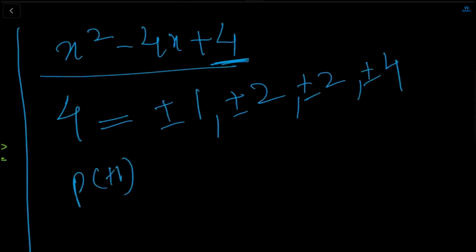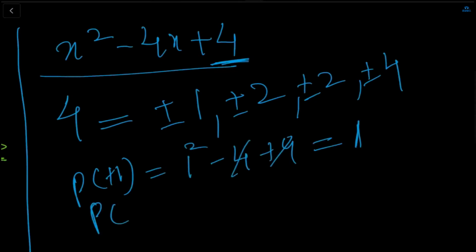It will give you 1 square minus 4 plus 4. This will cancel, 1 will still be left. If you check for minus 1, it will give you 1 plus 4 plus 4, so again it will be 9. So it also doesn't work.